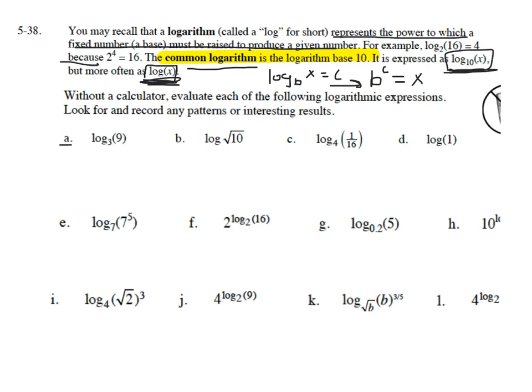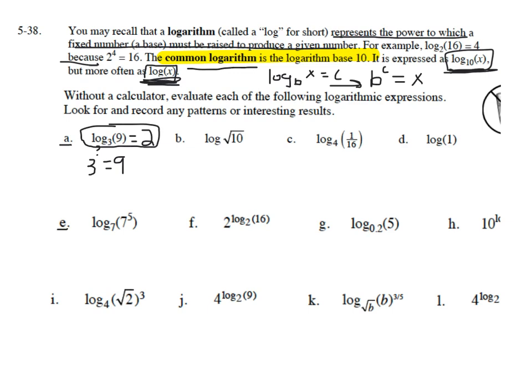So in part A, my base is 3. So I'm going to write it as its inverse. Excuse me, log base 3 of 9. In order to evaluate that, that means I'm going to take that base of 3. I'm going to raise it to some exponent, and I have to get 9. Well, we know that 3 raised to the power of 2 gives us 9. So therefore, the log base 3 of 9 equals 2.